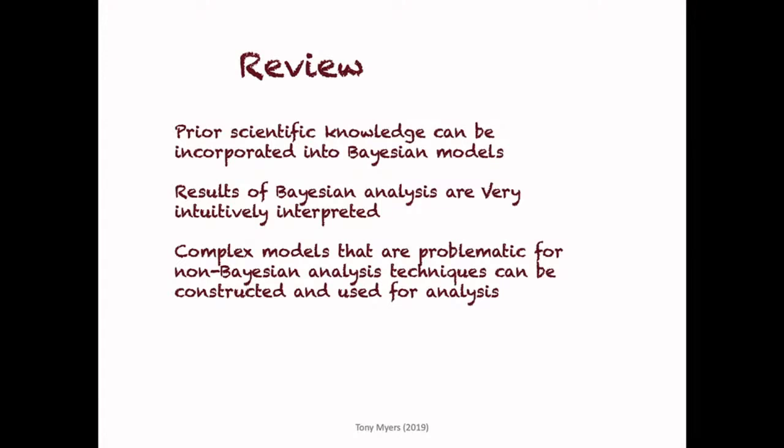And complex models that are problematic for non-Bayesian analysis can be constructed and used. The last example was a series of different response distributions allowing for heteroscedasticity. So we modelled sigma across the different groups. It allowed random intercepts and in some cases random slopes, and we incorporated different degrees of prior knowledge. So a certain level of complexity.